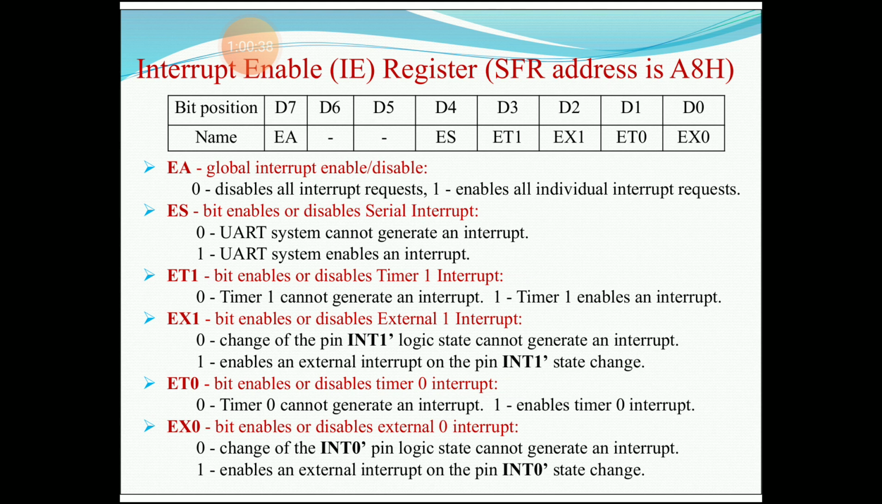The EX1 bit enables or disables the external 1 interrupt. If this bit equals 0, any change in the INT1 bar pin does not generate an interrupt. If it is 1, it enables the external interrupt when the INT1 bar signal changes. The ET0 bit enables or disables the timer 0 interrupt. If it is 0, timer 0 cannot generate an interrupt. If it is 1, timer 0 generates an interrupt on overflow. When it overflows, the timer 0 interrupt is generated.